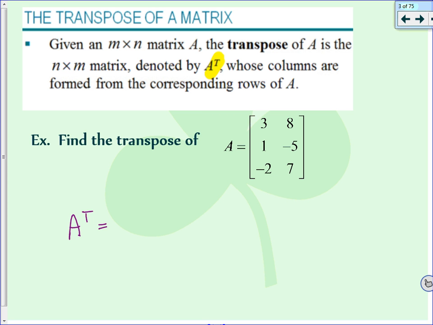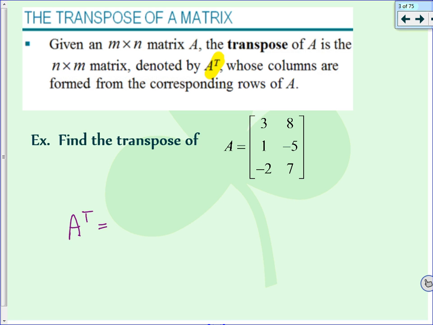When you transpose a matrix, because you're switching the rows with the columns, an M by N matrix becomes an N by M matrix, because the rows are switched with the columns. So therefore, unless you have a square matrix, the dimensions are going to be changed.